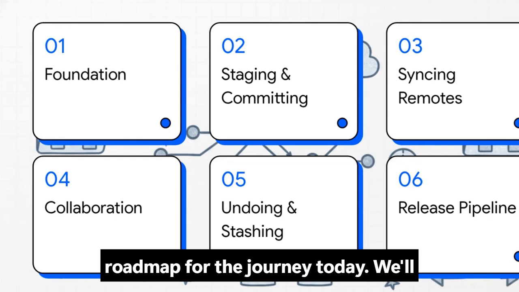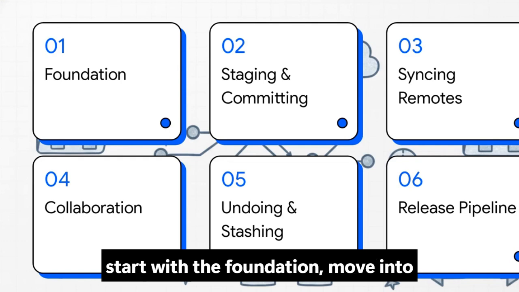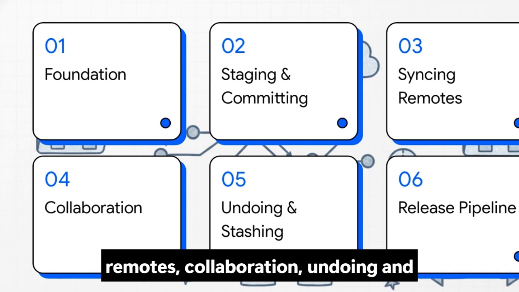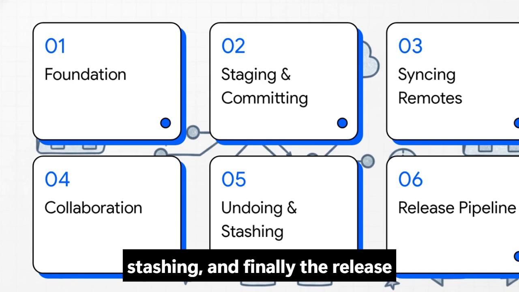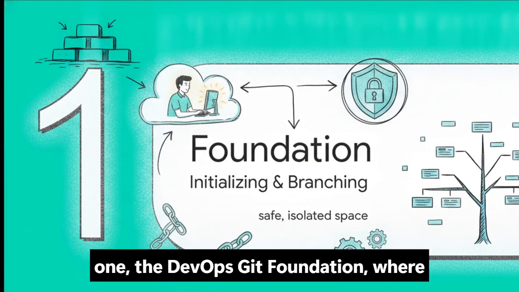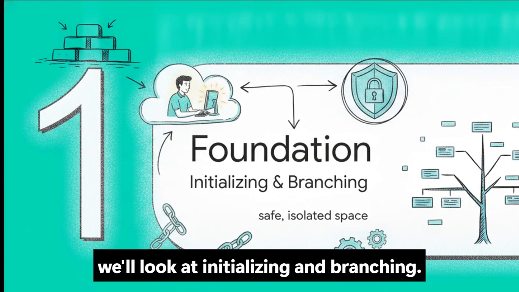So here's our roadmap for the journey today. We'll start with the foundation, move into staging and committing, then syncing, remotes, collaboration, undoing and stashing, and finally, the release pipeline. Let's kick things off with part 1, the DevOps Git Foundation, where we'll look at initializing and branching.